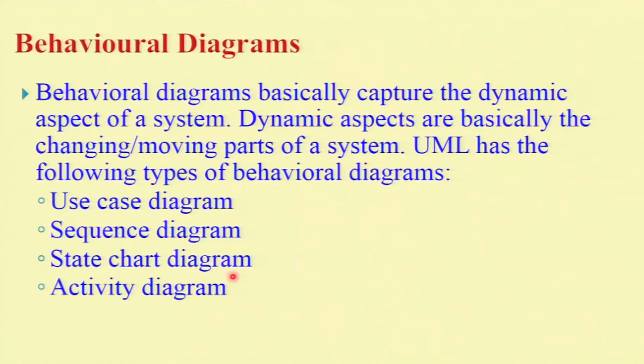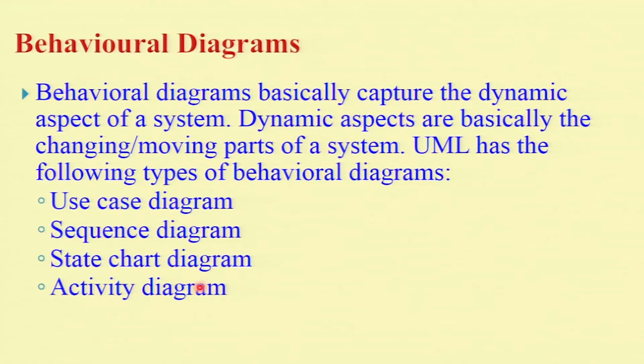So the behavioral diagram basically captures the dynamic aspects of a system. Dynamic aspects are basically the changing or moving parts of a system. The UML, which is nothing but the Unified Modeling Language, has the following types of behavioral diagrams: 1 is the use case diagram, 2 is the sequence diagram, 3 is the state chart diagram, 4 is the activity diagram. As well, you can have access to the collaboration diagram too, which is also one of the behavioral diagrams.